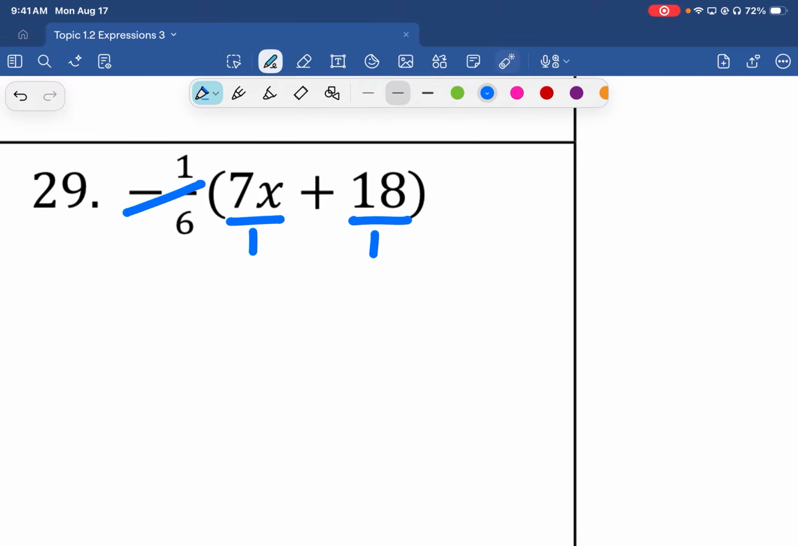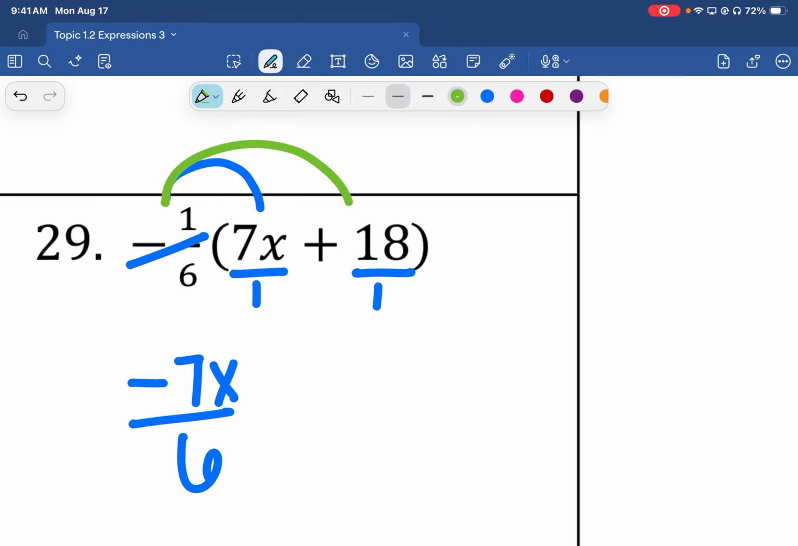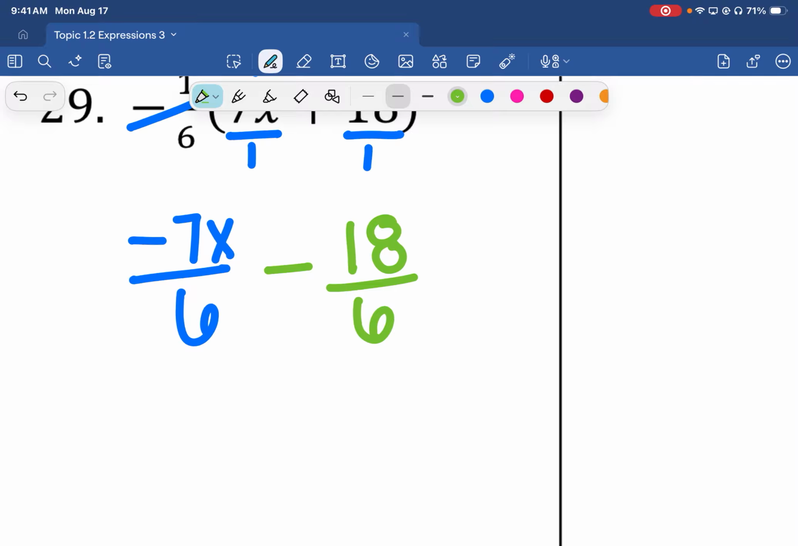So now we're going to distribute this. So we're going to start by doing -1/6 times 7x over 1. So we're going to multiply our numerator and our denominator. What is -1 times 7x? A -7x. Okay, now we're going to do our denominator. What is 6 times 1? 6. All right, now we are good to do the next part. Okay, what is -1 times 18? -18. What is 6 times 1? 6. Okay, now, can I simplify -7x over 6?